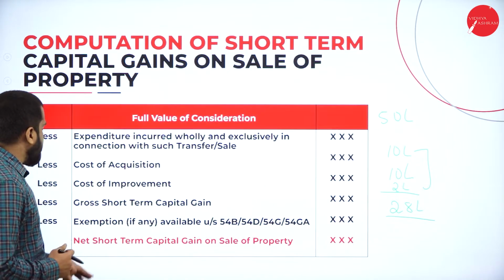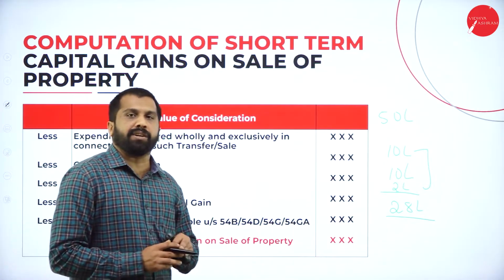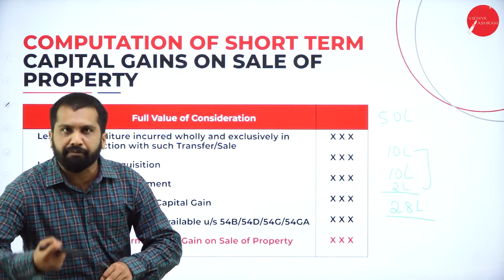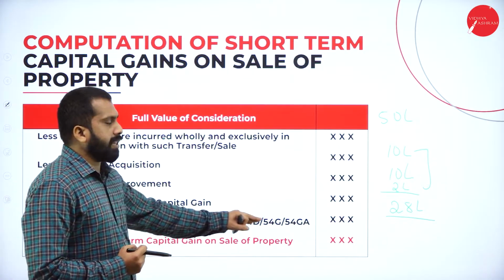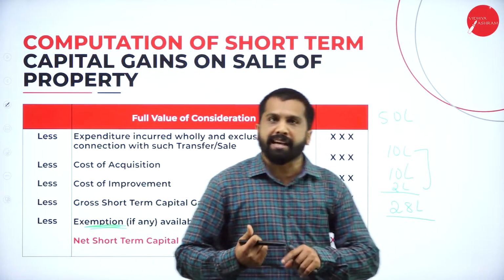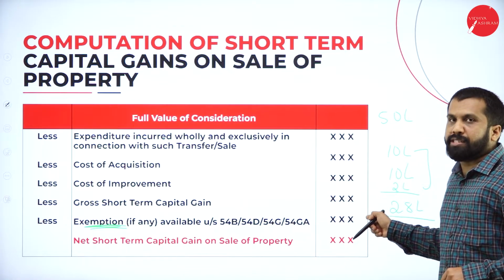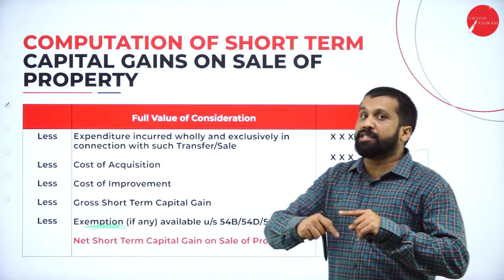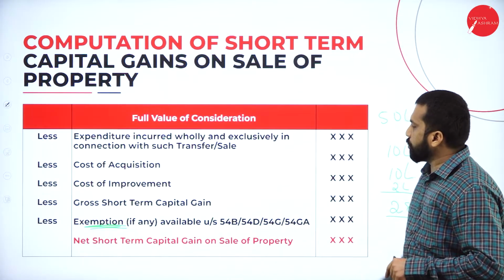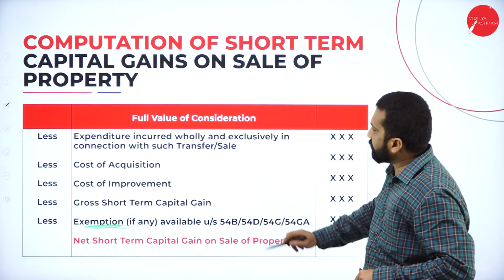Now, what happened here? Exemption you have. What is this exemption? As I told you, for short term, whatever gain you got, if you invest again, then you can claim exemption. Again, I'll repeat. Whatever income, like 28 lakh is your profit, if you use this 28 lakh for purchasing another property, then you can claim exemption. For short term, we are talking about what? Short term. What are the sections you have?